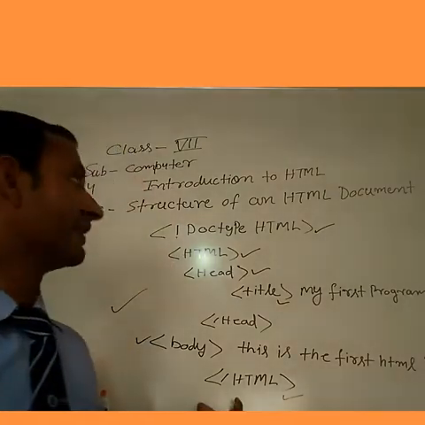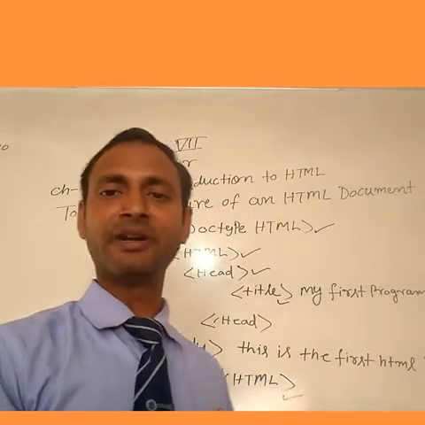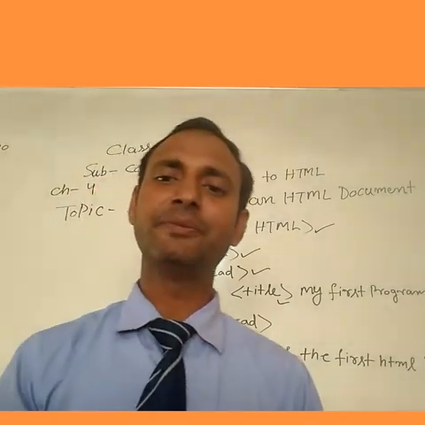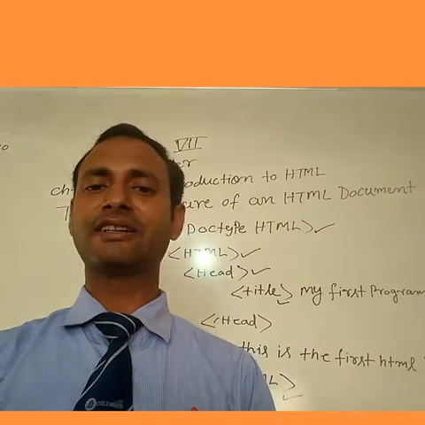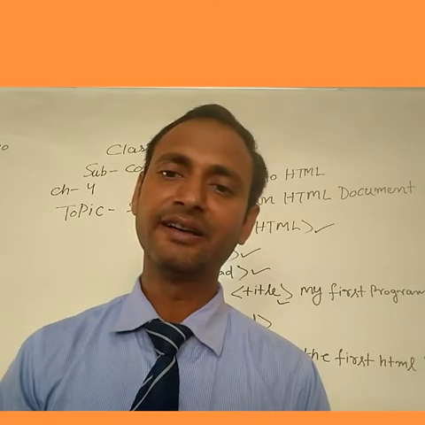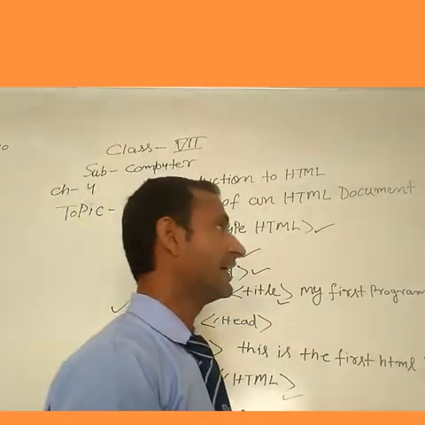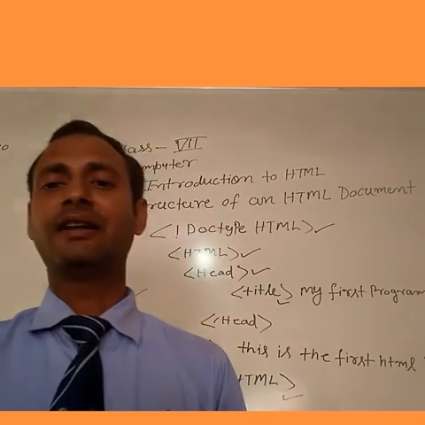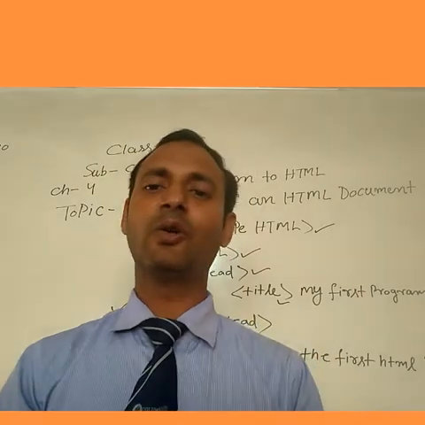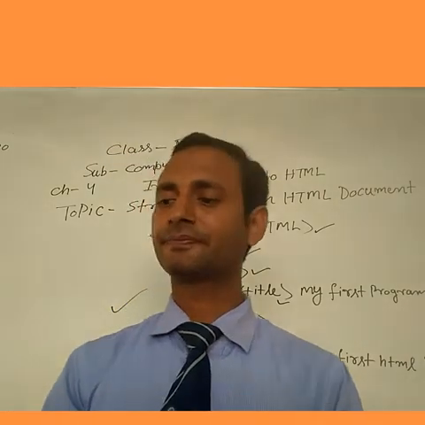Just write a program: we write the code first on Notepad, and after that we save it with the .html extension. We must add .html after the file name; it is a must to denote the extension .html. After that, open your web browser, browse your file, and click on the Open button. Your web page will be displayed on your web browser.